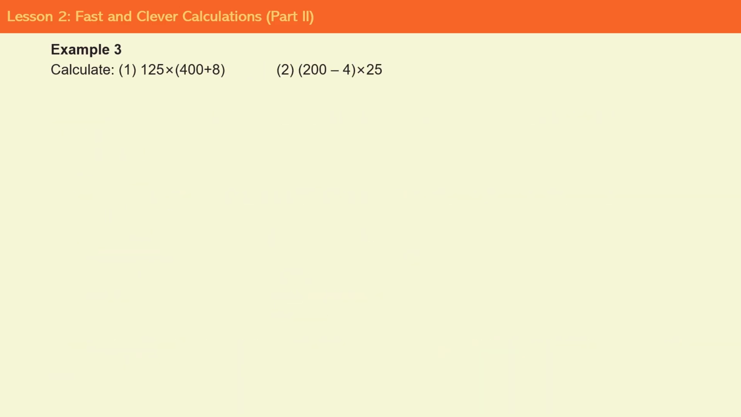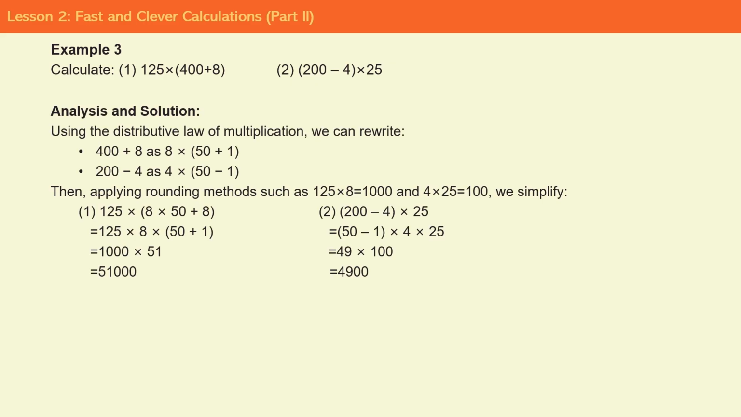Example 3, calculate 125 times the sum of 408. The product of the difference of 204 and 25. Using the distributive law of multiplication, we can rewrite 400 plus 8 as 8 times the sum of 50 and 1. 200 minus 4 as 4 times the difference of 50 and 1. Then, applying rounding methods such as 125 times 8 equals 1000 and 4 times 25 equals 100, after simplifying we can find the answers are 51,000 and 4,900.